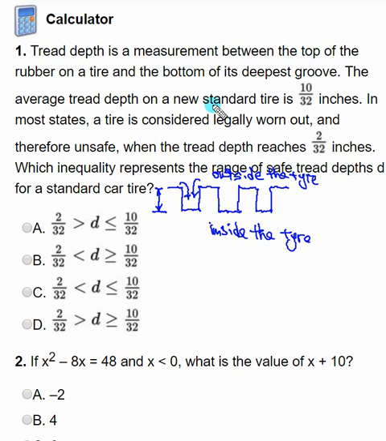Now we say that for a new standard tire, it is 10/32 inch. In other words, let's say D is considered as the tread depth. Now for a new tire, that is the maximum. Normally a manufacturer will provide this amount of tread depth for a new tire.